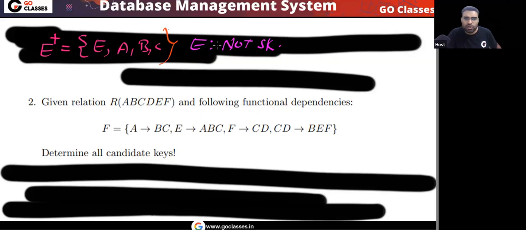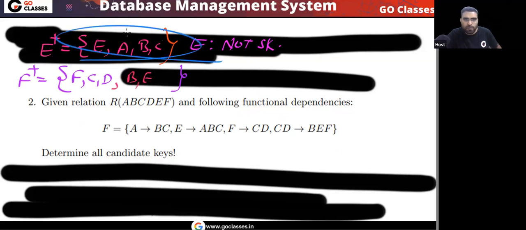Okay, let's check F. No problem. Some students are saying F. What can F bring? What is the closure of F? F can bring F. F can bring CD. These 3 people, F, CD, what can they bring? CD can bring BEF. F you already have. So CD can bring BE.